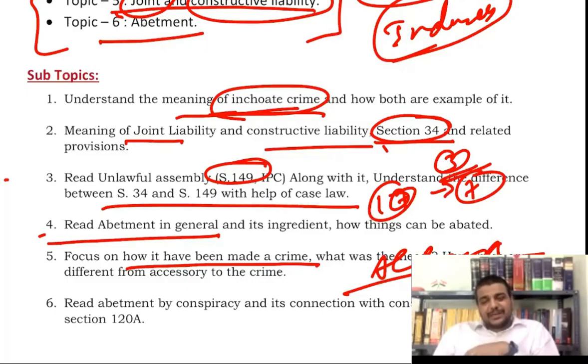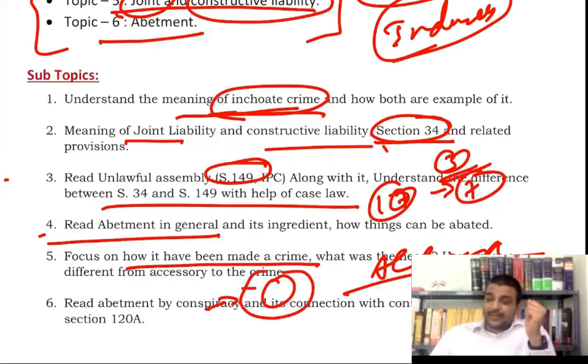Conspiracy is a specific crime, and abatement by conspiracy is also made a crime. It means that one act has been made a crime, and an attempt to do that act has also been made a crime. It means it is tougher. So that philosophical aspect you have to study here, that why abatement was made a crime.